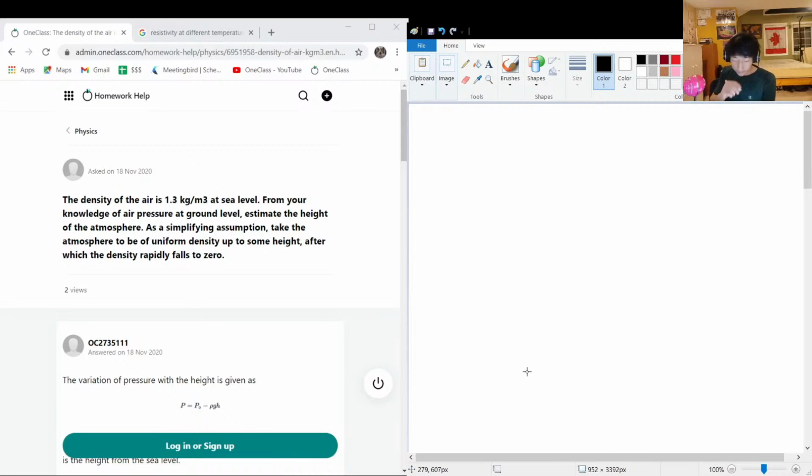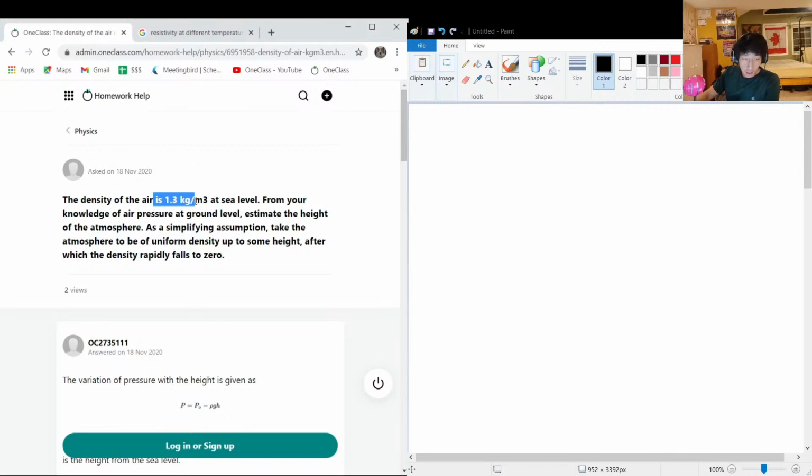So the next question that we got on the menu today is asking us if the density of air is 1.3 kilograms per cubic meter at sea level. From your knowledge of air pressure at ground level, estimate the height of the atmosphere. As a simplifying assumption, take the atmosphere to be uniform density up to some height, at which the density rapidly falls to 0. Okay, so let's unpack what the question has told us already, and then we can see what we can do in response to it to come to a conclusion on how to answer this question.